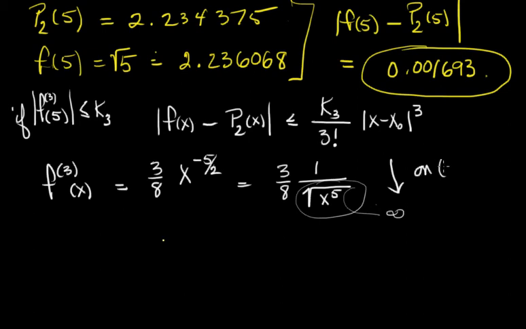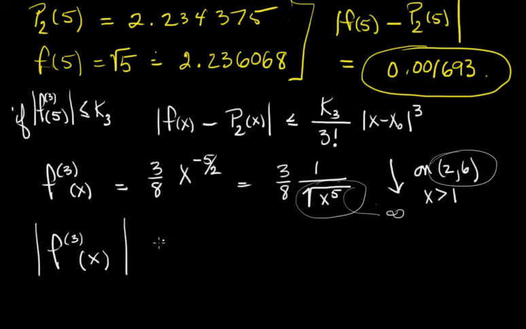containing 4, so let's say on the interval 2, 6 maybe. It's decreasing everywhere as x increases from x equals 1, or I could just say for x greater than 1. This function is decreasing. So we'll pick the interval 2, 6, just kind of arbitrarily. It's one that contains 4. And I could say that the third derivative at x in absolute value is less than or equal to 3 over 8 times the square root of 2 to the fifth, which is 0.022.